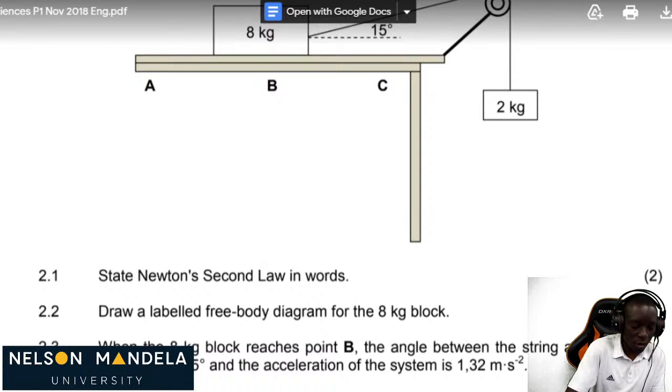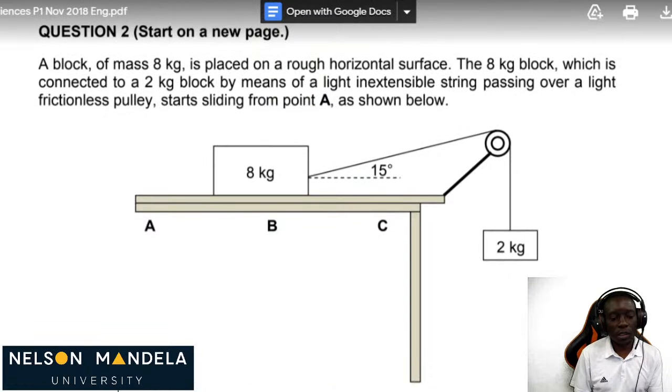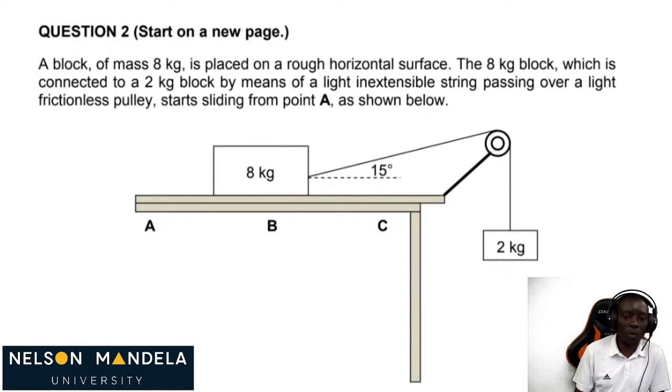So how do we state Newton's second law? The question is: state Newton's second law in words, and that's 2 marks. You can't afford to lose those simple 2 marks. So how would you collect the 2 marks? How would you state Newton's second law in words?